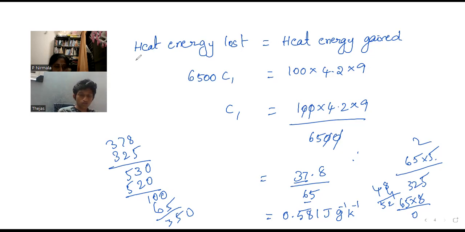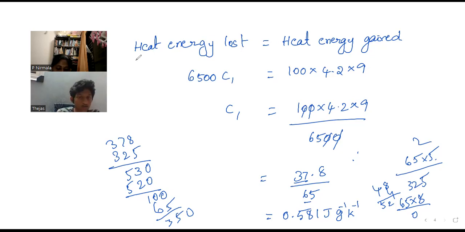What all they have given, tell me, Tejas. Mass of water, temperature of the water. Next, mass of copper, temperature of the copper. But the final temperature we don't know. That's why we can't find the change in temperature. Understand? Here they are asking for the final temperature only. Next, the specific heat capacities of both copper and water are given.